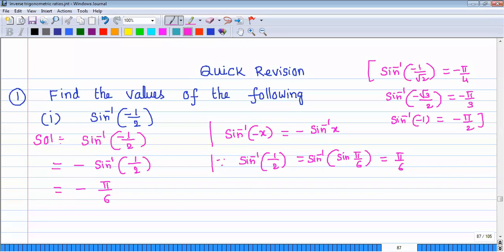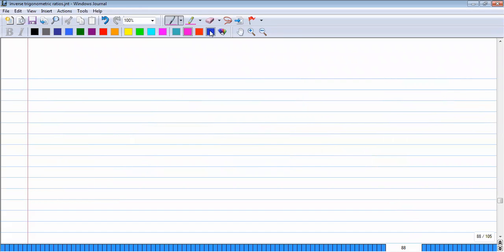So sine inverse of negative 1 by 2 is 30 degrees, that is minus 30 degrees. So minus pi by 6. Shall I move to next question? Now the second question.